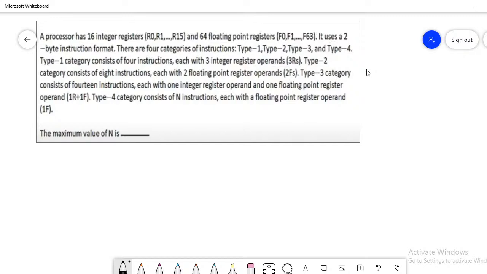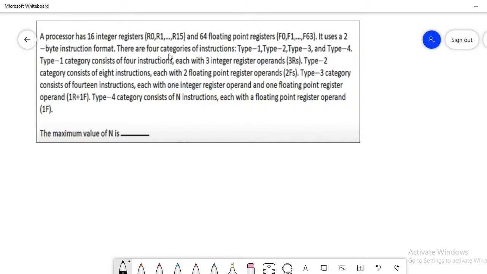Now this is the GATE 2018 question based on the instruction set. You can see from the question that it is written here, a processor has 16 registers, so it is starting from 0 to 15, and it is having 64 floating point registers. I will be telling this slowly because this type of question you have to read carefully. The length is huge, so you have to be very meticulous while reading the questions. So 64 floating point registers starting from 0 to 63, and each instruction is having 2 bytes. It is given already, it is a 2 byte instruction.